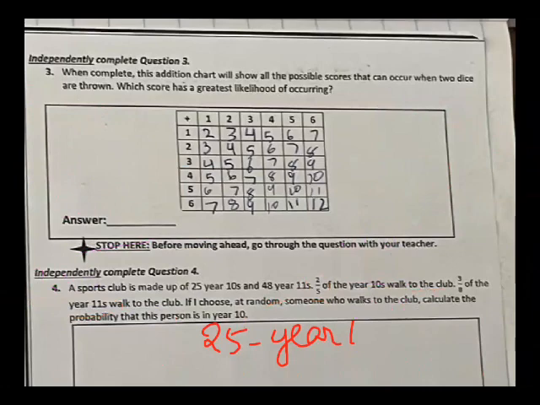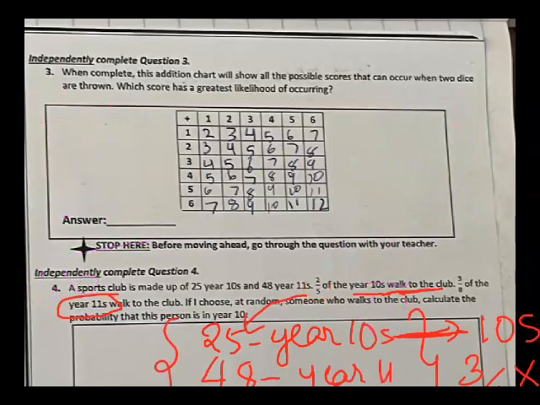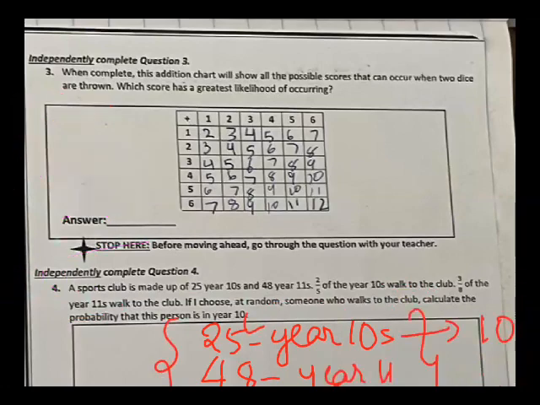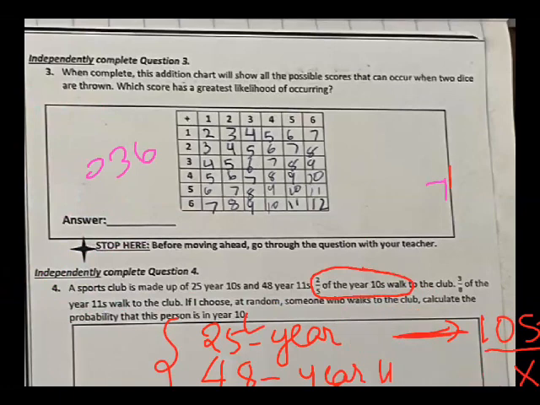Okay, so what we have got here is two more things now, right? The first is, what is 2 by 5 of the year 10 students? It is nothing but 10 students, right? 10 students walk to the club. And what is 3 by 8 of 48? That is 18 students, so we do.